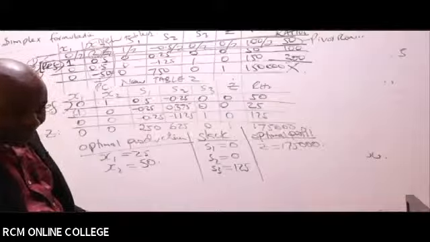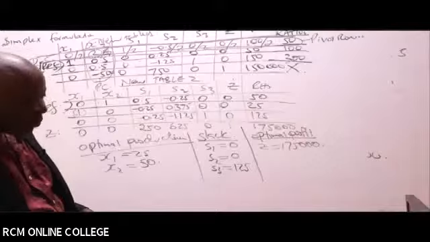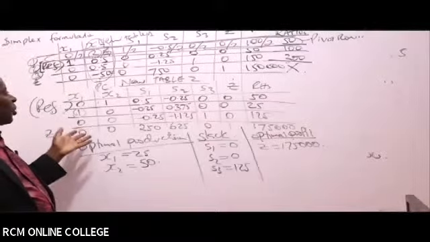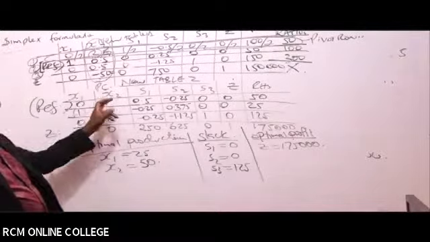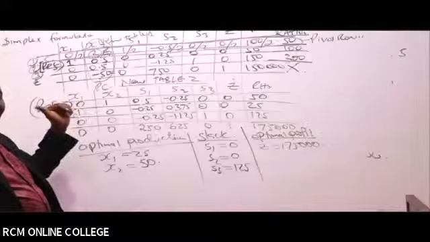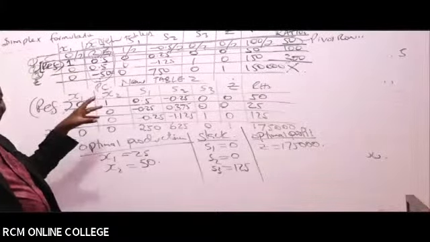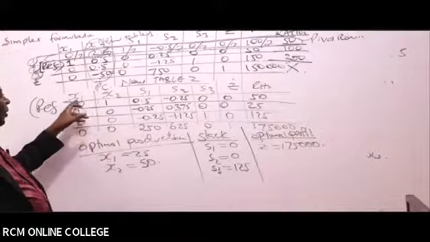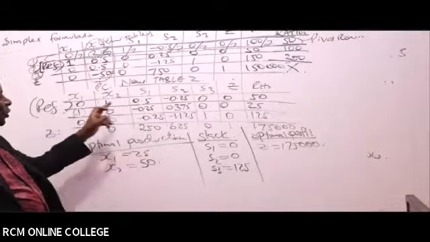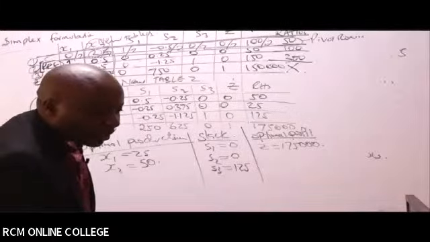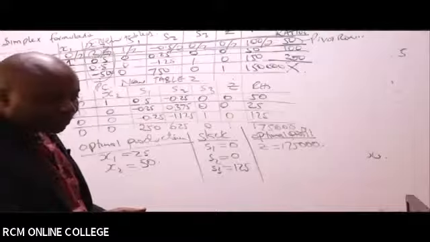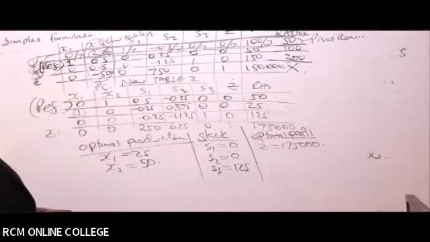I repeat on optimal production. Optimal production is very, very easy. You know what were the quantities of our products? It was X1 and X2. You remember. So in this case here, we have X1. We have there 25.